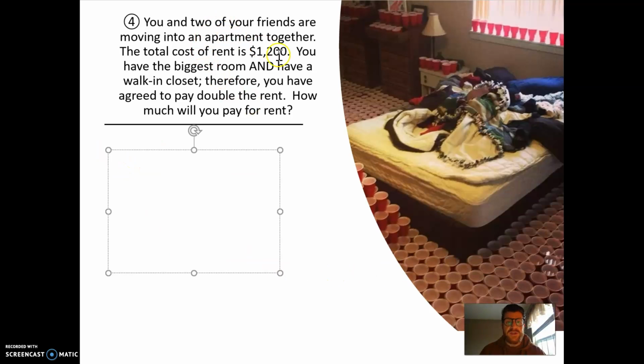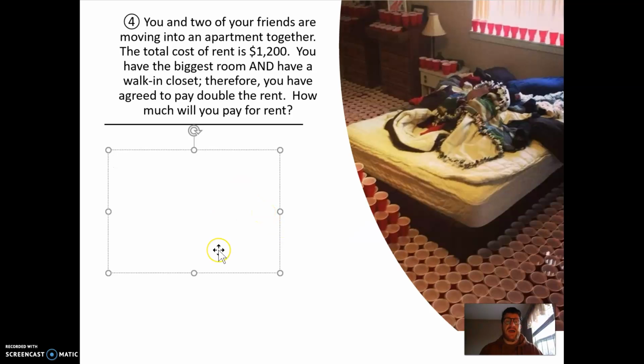Okay. So you and 2 friends are moving into an apartment together. The total cost for rent is $1,200. You have the biggest room and a walk-in closet. Therefore, you have agreed to pay double the rent. So whatever friend 1 and friend 2 pay, you're going to pay double.